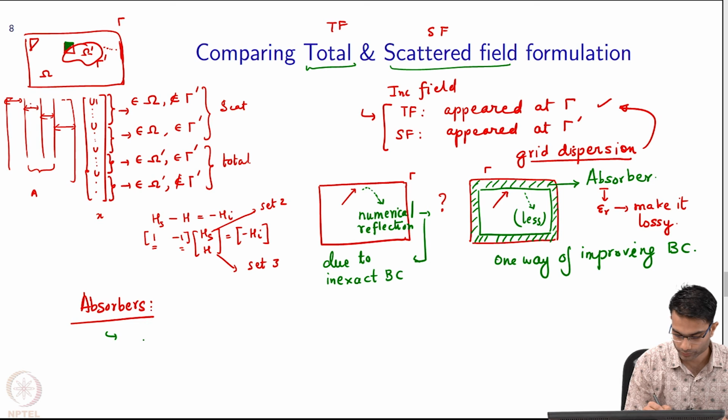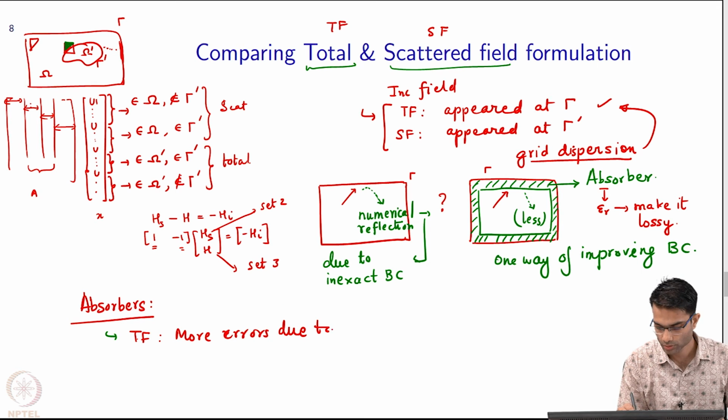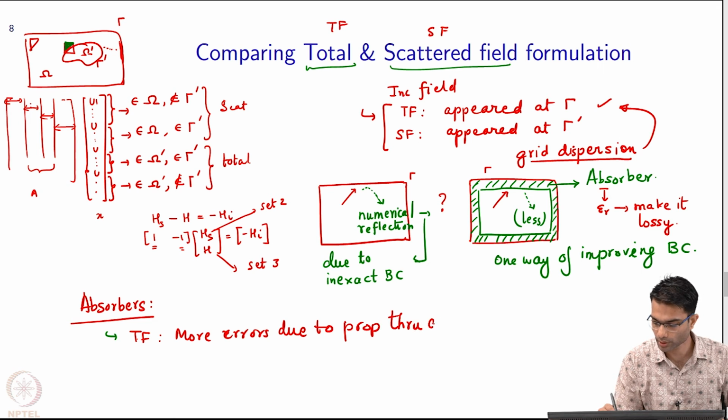has more errors due to propagation through absorber.